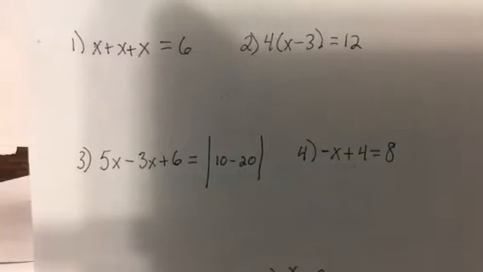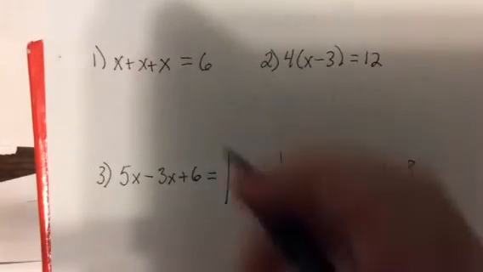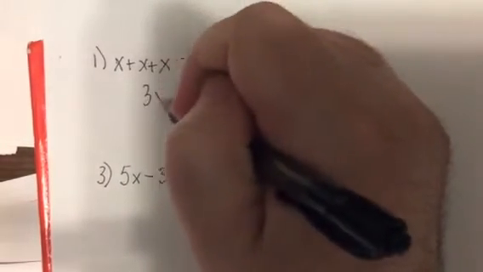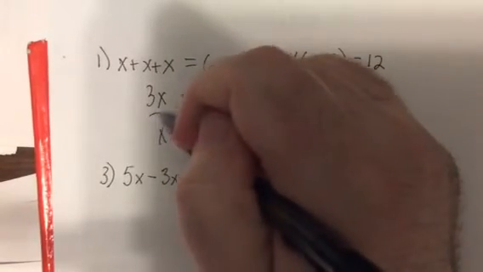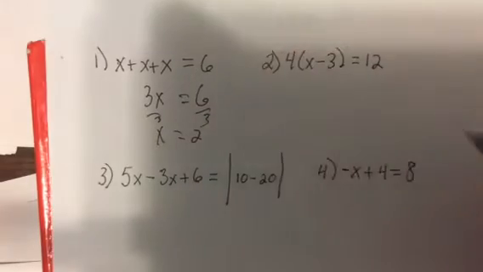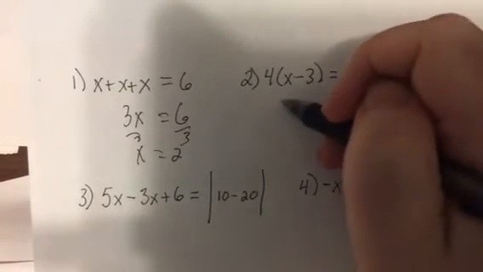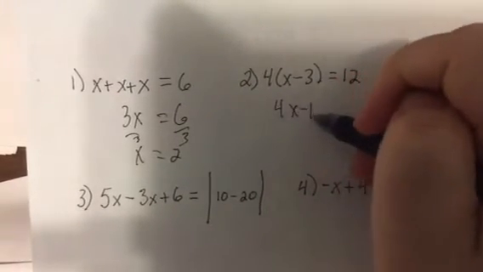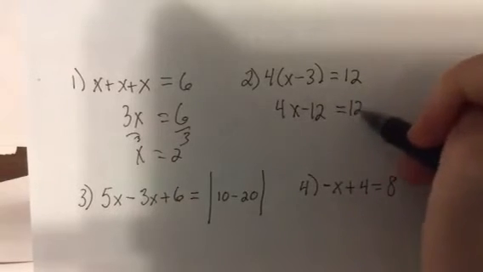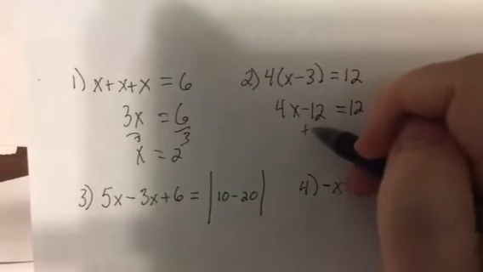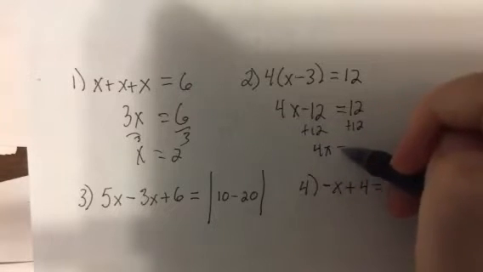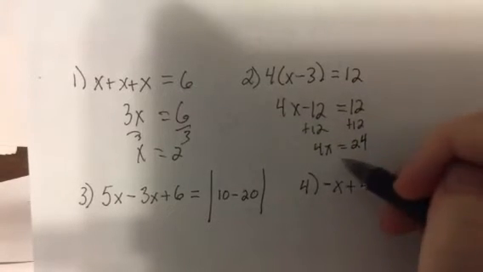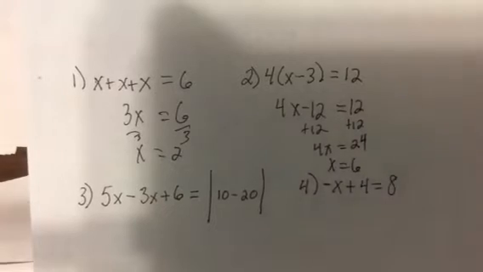Let's see what we got here. So here, x is 3x. So x equals 2 when you divide both sides by 3. Distribute the 4. It's 4x minus 12 equals 12. Add 12 to both sides. 4x equals 24. Divide by 4, x equals 6.